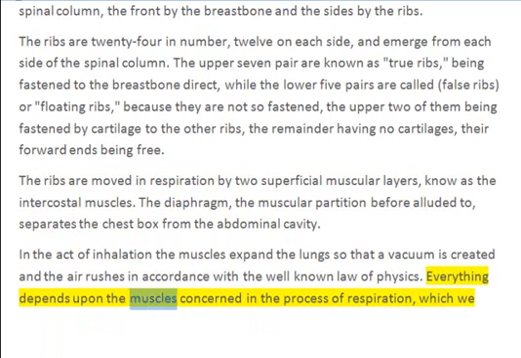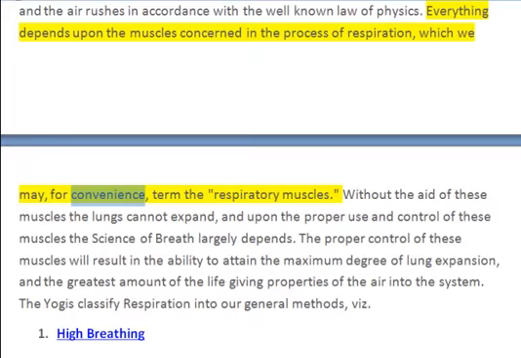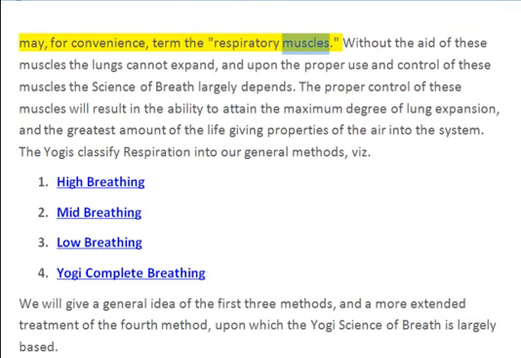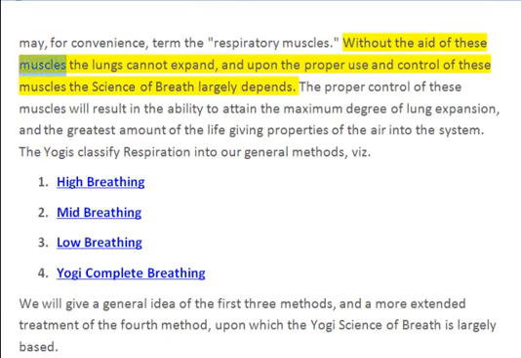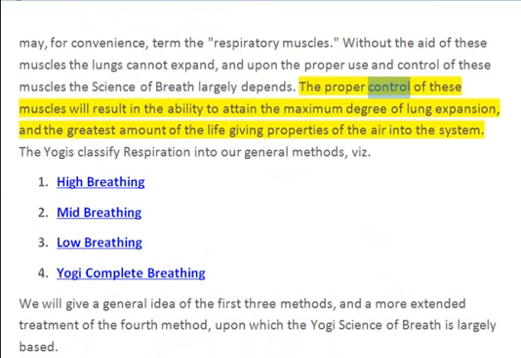Everything depends upon the muscles concerned in the process of respiration, which we may, for convenience, term the respiratory muscles. Without the aid of these muscles the lungs cannot expand, and upon the proper use and control of these muscles the science of breath largely depends. The proper control of these muscles will result in the ability to attain the maximum degree of lung expansion, and the greatest amount of the life-giving properties of the air into the system.